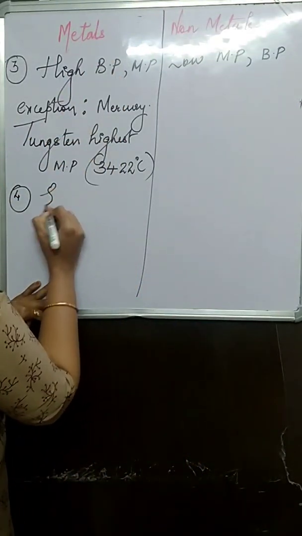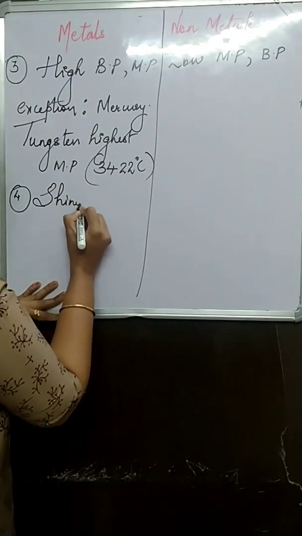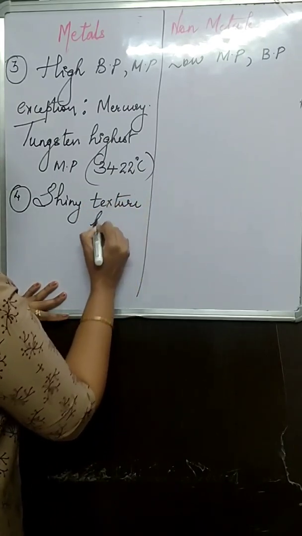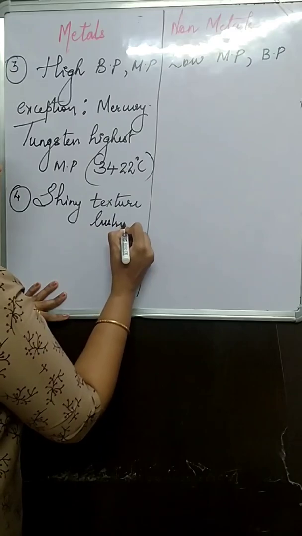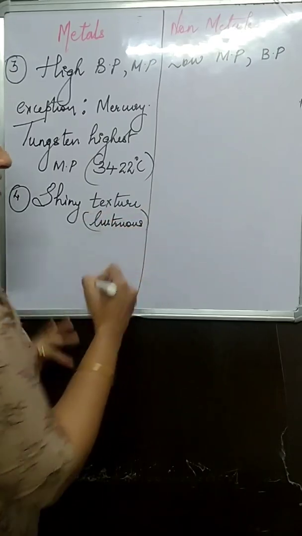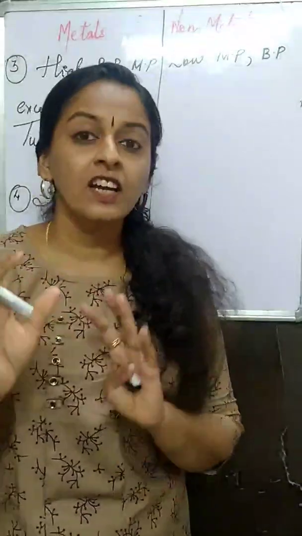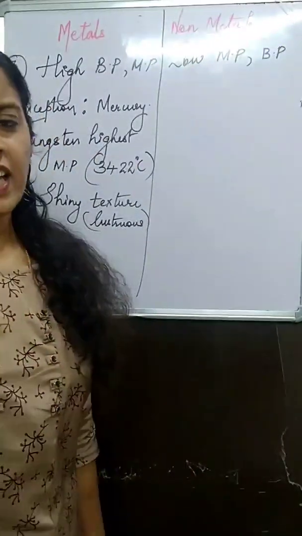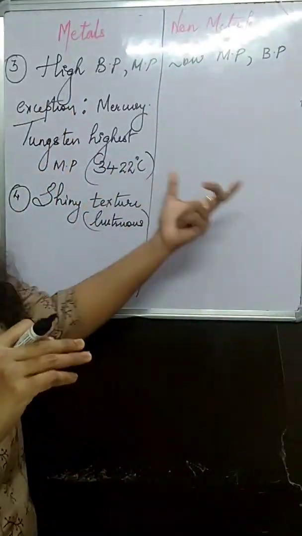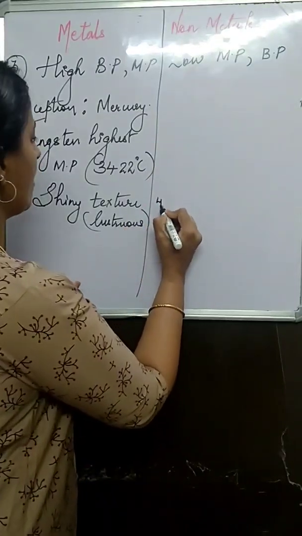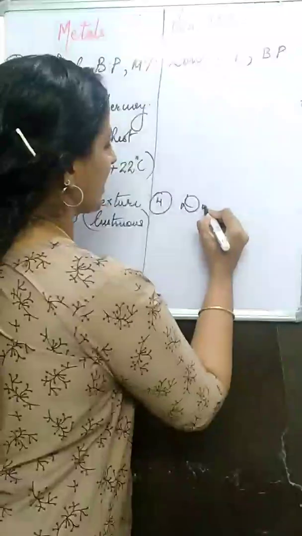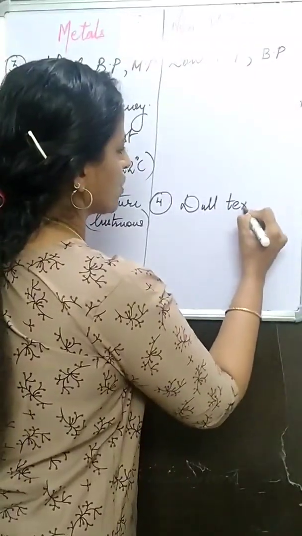Metals have a shiny texture. Shiny texture means, in one word you can call it as lustrous. Lustrous means they shine. Okay, they shine. Metals have a shiny texture. Again, there are exceptions, whereas non-metals, they don't shine. They have a dull texture.